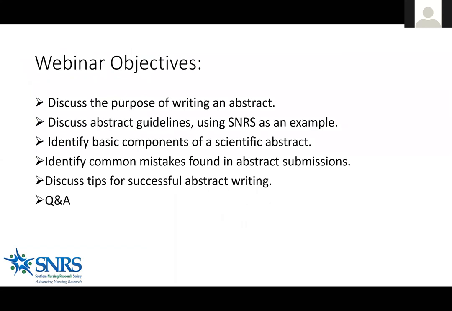Today's objectives, we are going to discuss why we want to write an abstract. So what's the purpose? What are the abstract guidelines? And we'll use SNRS as an example of some guidelines for an abstract. We'll look at the basic components of a scientific abstract, identify common mistakes that we find in abstract submissions, and discuss tips for successful abstract writing.